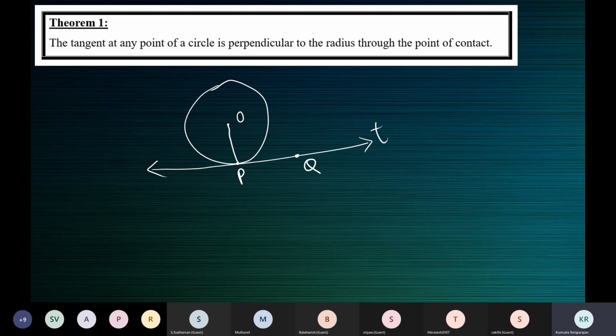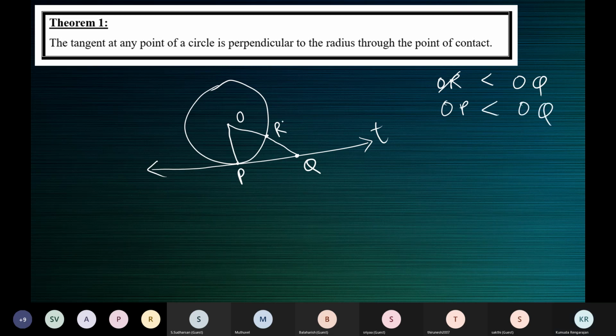For that, take a point Q on the tangent, a point other than P, and join OQ. As you join OQ, let it intersect the circle at R. OR is less than OQ. Replace OR with OP because OR and OP are both radii. So OP is less than OQ.